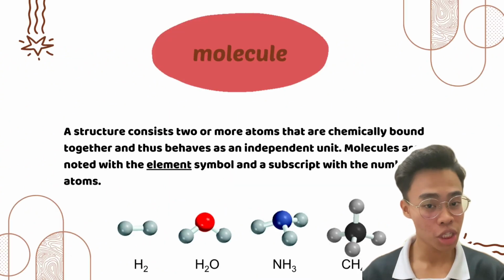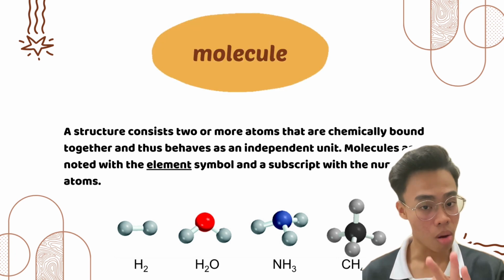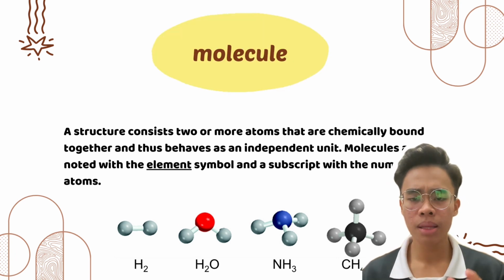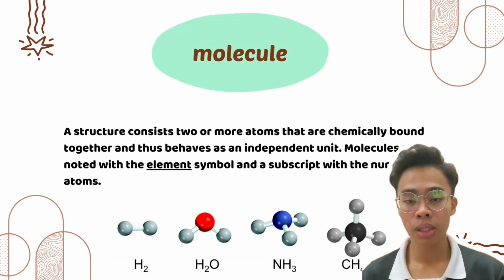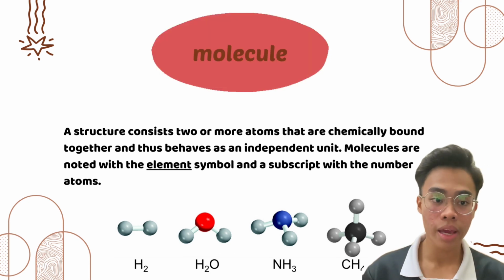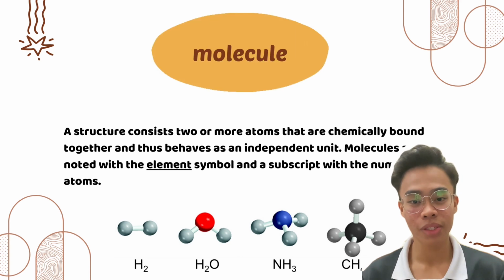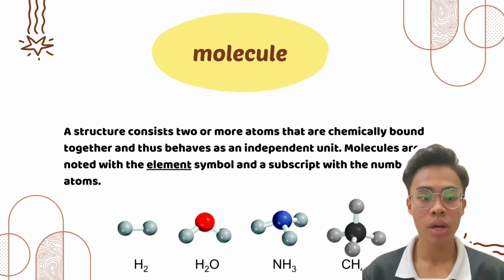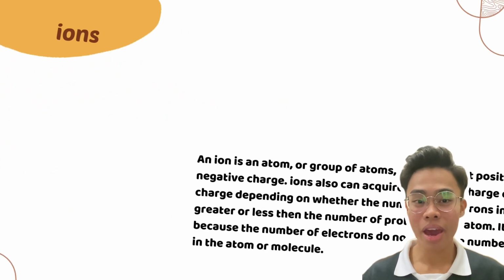That is atom. So, what is molecule that has been mentioned on the previous slide? Well, molecule is a structure consisting of two or more atoms that are chemically bound together and thus behave as an independent unit. Molecules are noted with the element symbol and a subscript with the number of atoms. As we can see on the slide, I have put some examples for molecules. You can see that we got H2, H2O, NH3, and CH4. And then we have ion.